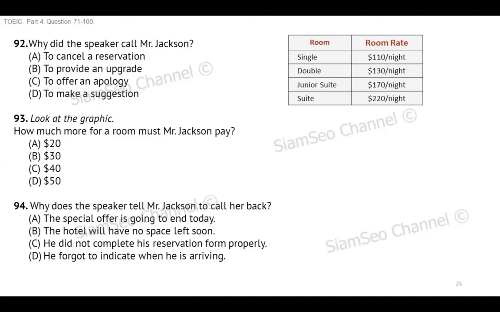Number 92. Why did the speaker call Mr. Jackson? Number 93. Look at the graphic. How much more for a room must Mr. Jackson pay? Number 94. Why does the speaker tell Mr. Jackson to call her back?